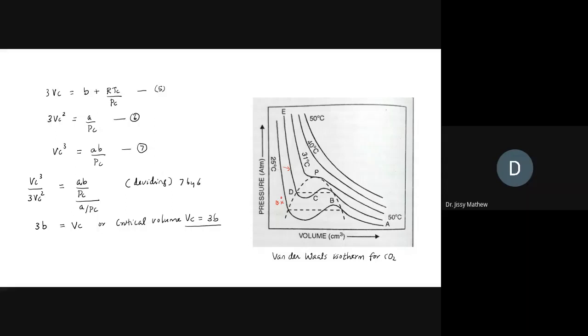In order to calculate Pc, substitute the value of Vc in equation 6. We have 3 into (3b)² equals a/Pc, or 27b² = a/Pc. So we have the critical pressure Pc = a/27b².